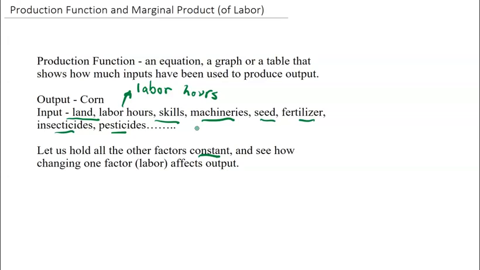Skills, let's say my skills during that one harvest period are the same. The machineries, it's the same idea. I might need to secure a loan to buy machinery, so it might take a few months to get it. For seed and fertilizer, if I know how much to use, I already know what amount of seed and fertilizer I need for 5 acres of land. The same goes for insecticides and pesticides. So it's not really out of place that I'm varying labor hours and holding everything else constant, and it just helps us understand this concept a little better.